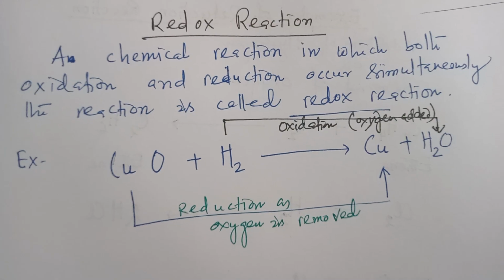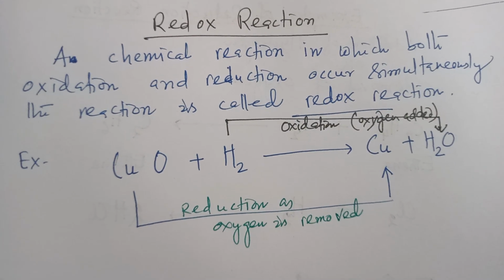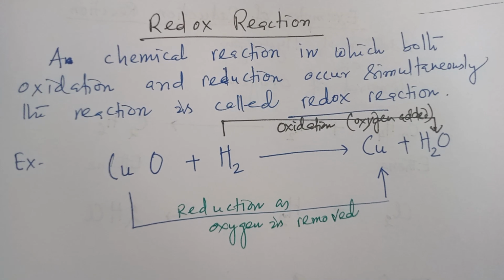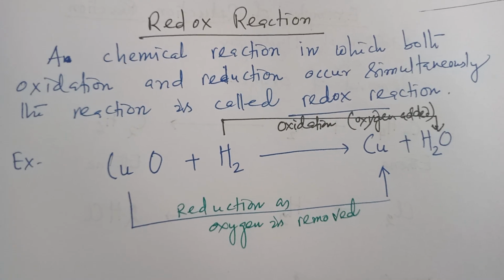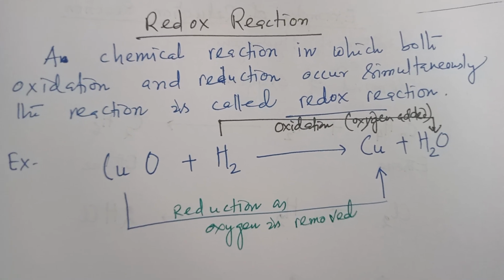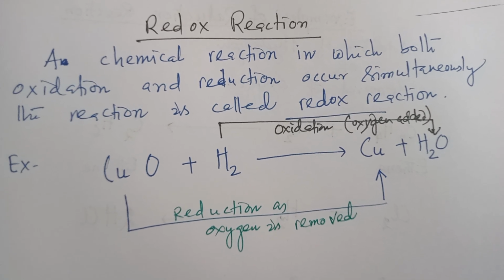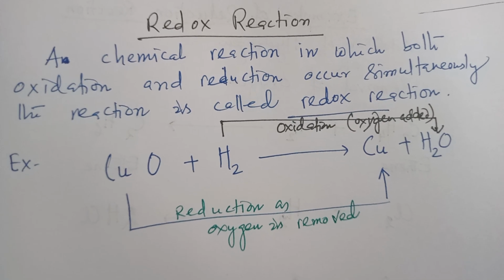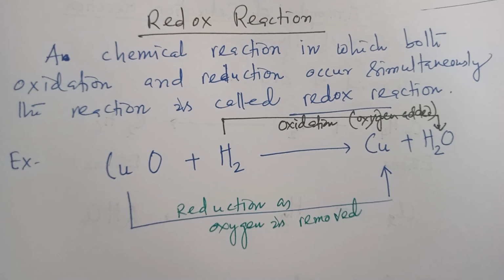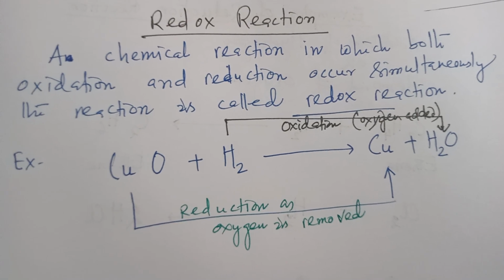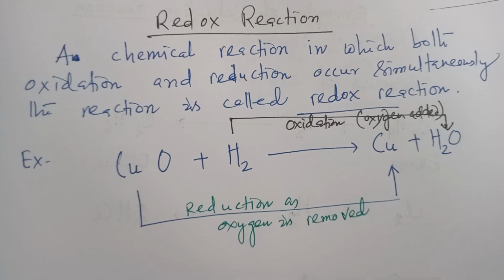See, from copper oxide, oxygen is removed. This removal of oxygen is called reduction. So copper is formed, and that oxygen combines with our hydrogen to form water. This is called oxidation. So both reactions occur together.